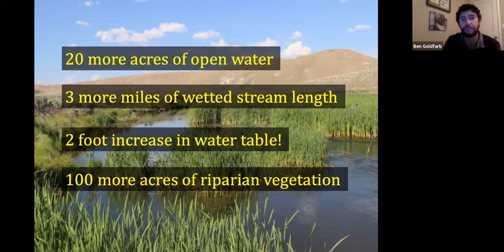So as a result of that groundwater storage, that sub-irrigation that beavers were doing, they saw a 100-acre increase in the riparian, or the streamside, vegetation, right? So beavers basically took this dry, barren valley and made it lush again. I think that's really amazing. And that's a big deal for this guy.